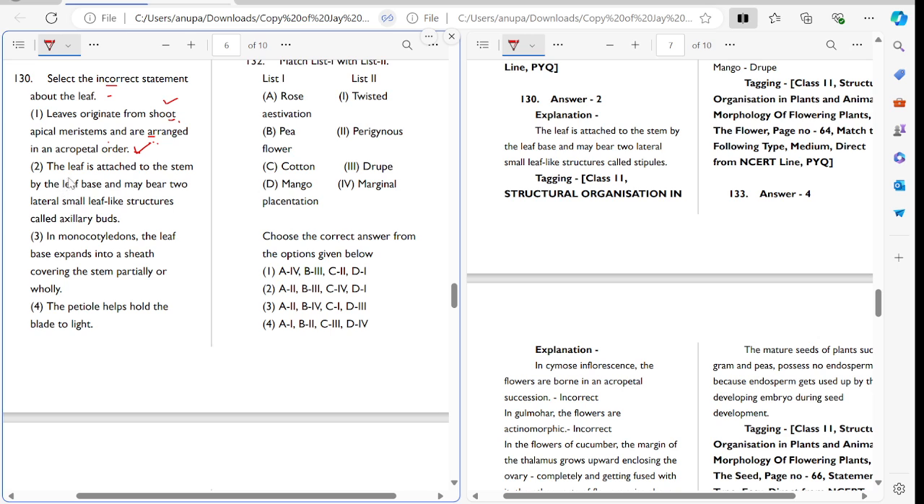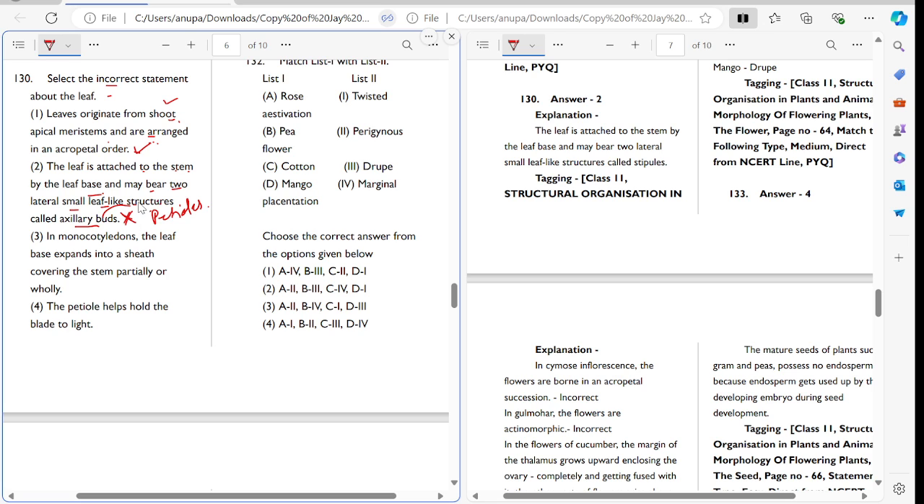The second statement is: the leaf is attached to the stem by the leaf base and may bear two lateral leaf-like structures called axillary buds. So this is wrong. The leaf is actually attached to the stem by the leaf base. This is right, and it also bears two lateral small leaf-like structures, but these structures are known as stipules and not axillary buds. So this is an incorrect statement.